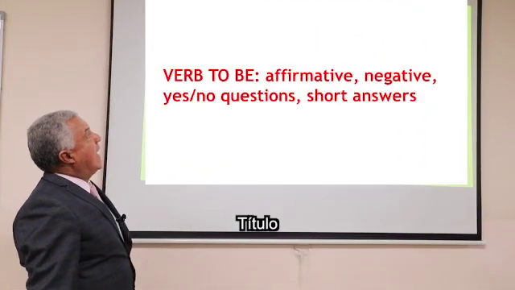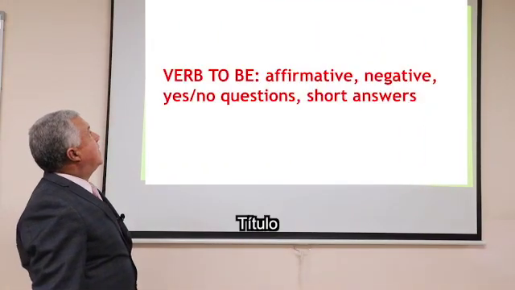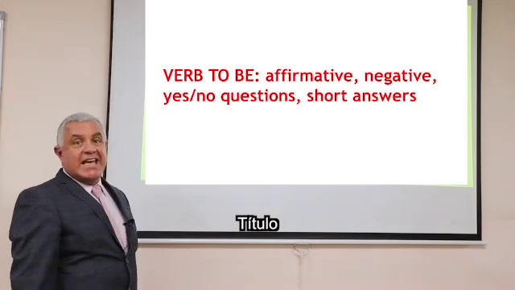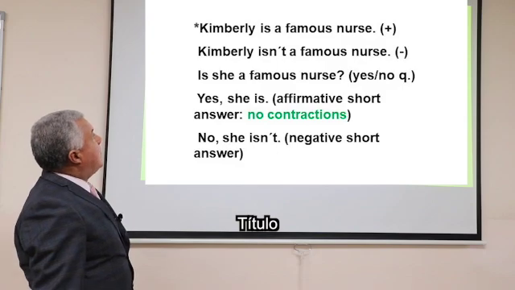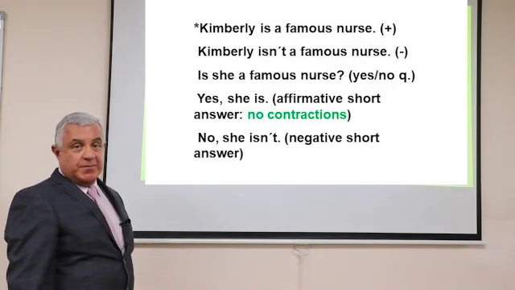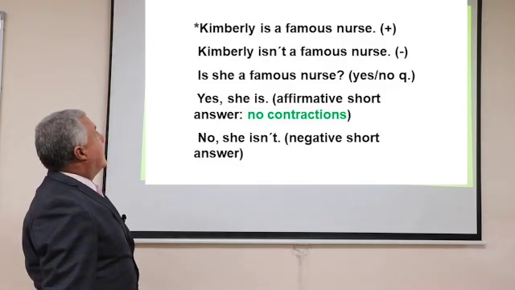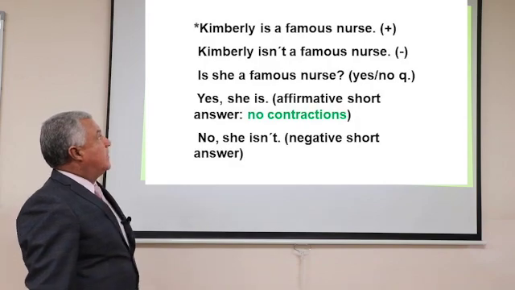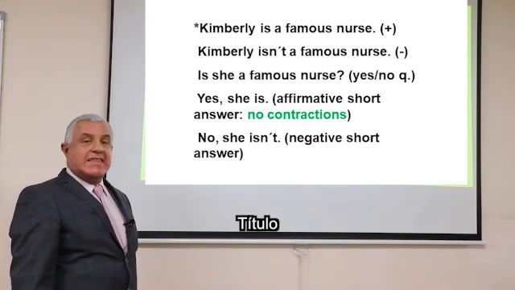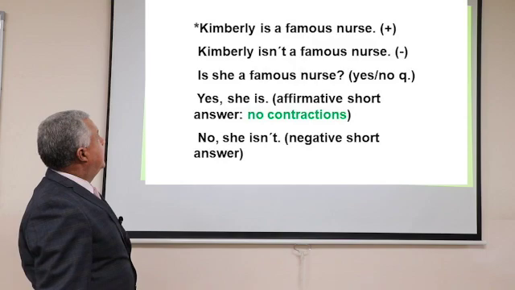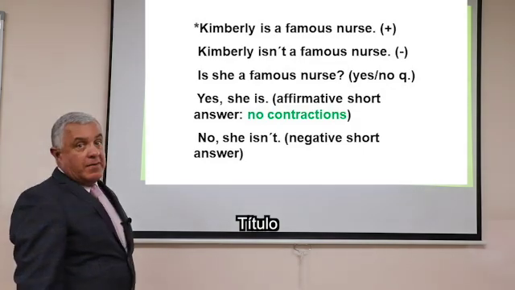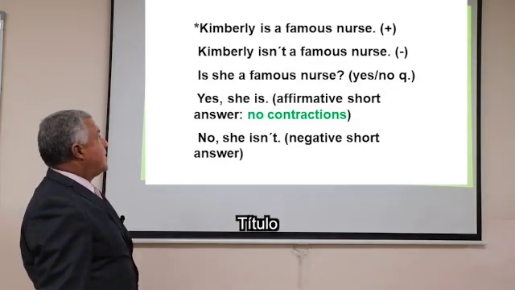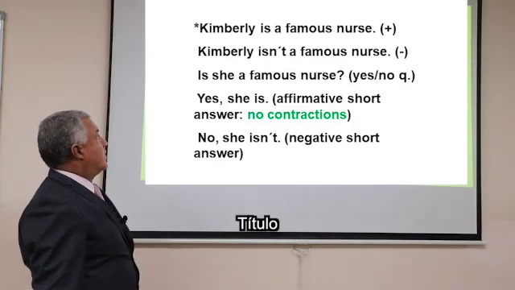The verb to be: affirmative, negative, yes/no questions, and short answers. Number one, Kimberly is a famous nurse. Affirmative. Kimberly isn't a famous nurse. For the negative, you have to add not to the verb. Short answers. Yes, she is. No, she isn't. Now, remember this. In affirmative short answers, we can use contractions.